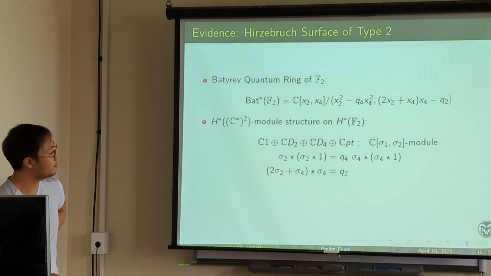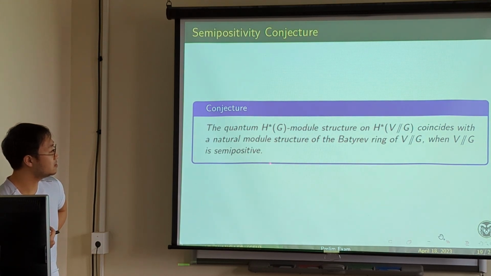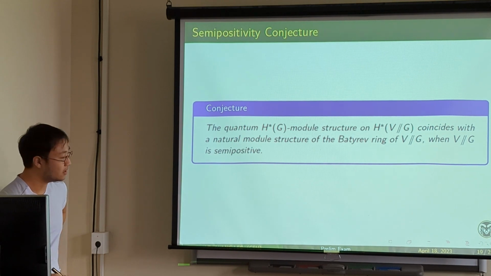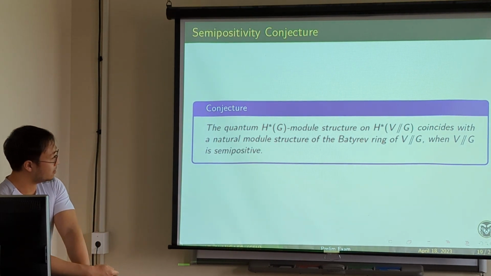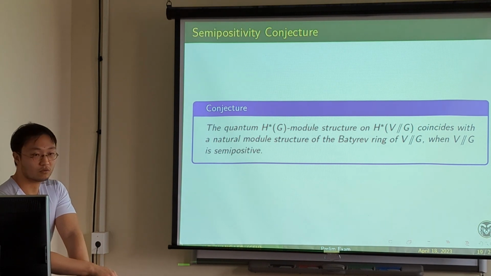So we made a conjecture that they are going to be the same in the general case. The quantum H star G module structure on the cohomology of the target coincides with the natural module structure of the Batyrev ring of my target when my target is semi-positive. So that's our conjecture, and that's going to be my future work. And that's it for today.